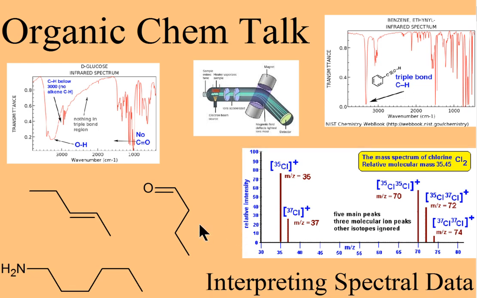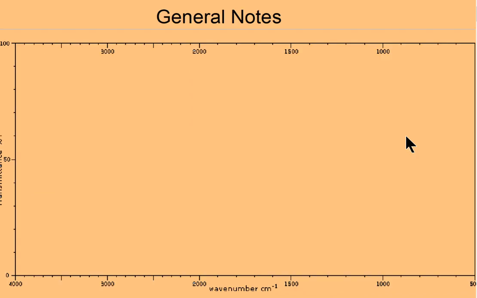Hello, so let's take a look at some spectral problems and work through the analysis of the infrared spectroscopy and the mass spectroscopy. So if we look at an overview of some of the main kinds of functional groups we can find, of course we've got things like alkenes with carbon-to-carbon double bonds. The double bond absorption of infrared radiation is usually around 1680 to 1640 wave numbers.